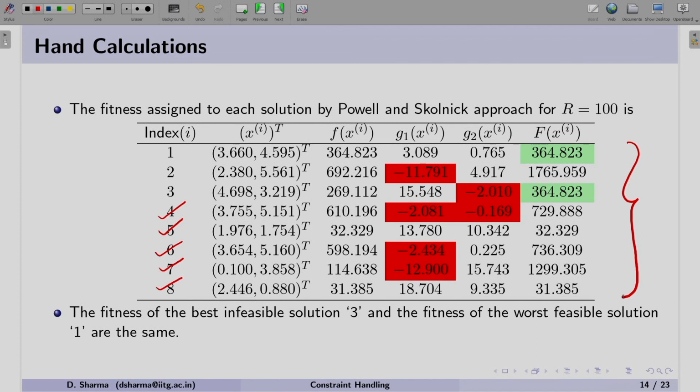Now, as we remember, for the given case of r equals 100, solution 3 was the best infeasible solution and solution 1 was the worst feasible solution. Looking at their fitness values, both of them are the same, and that is what this method does: both the fitness values should be the same in this particular case.